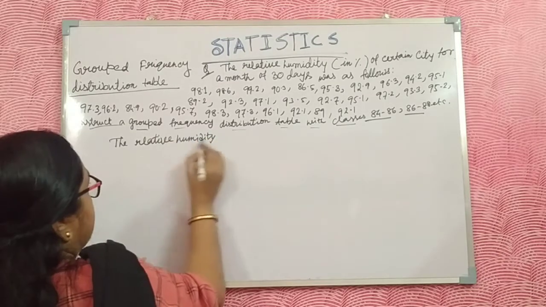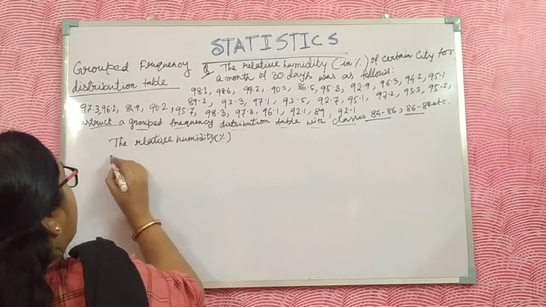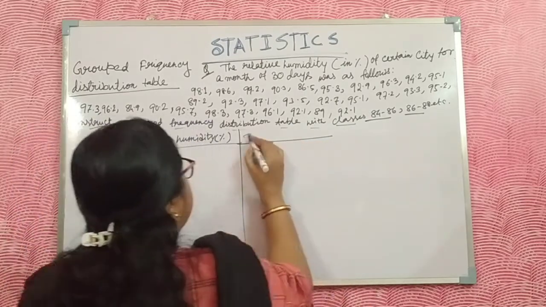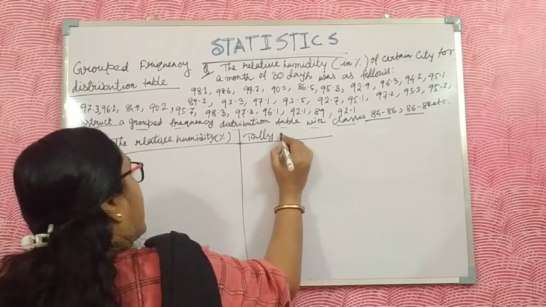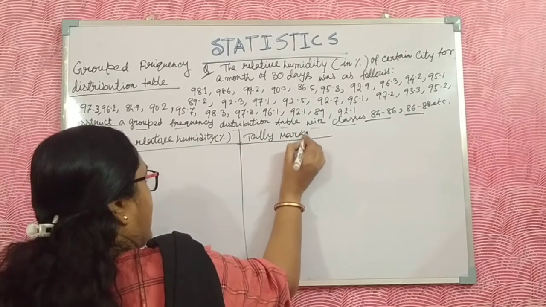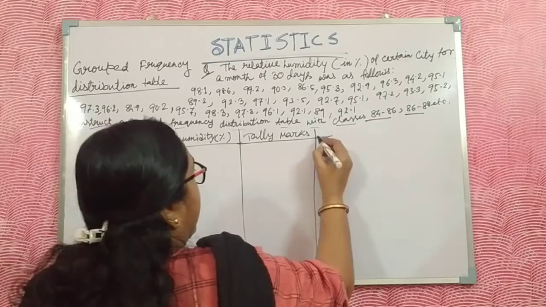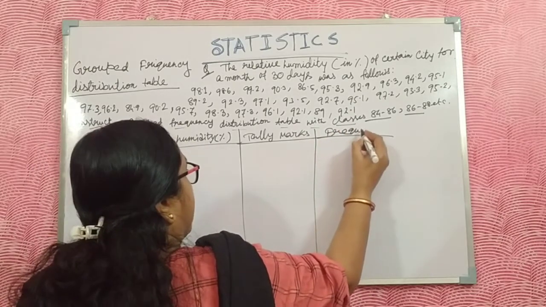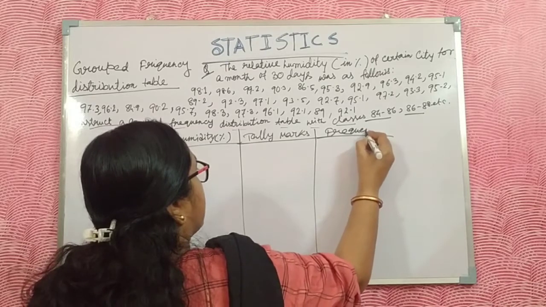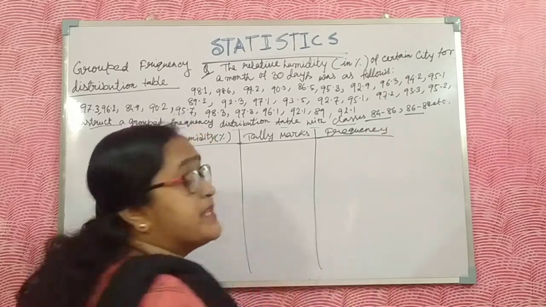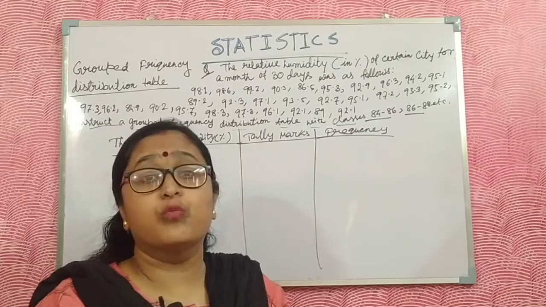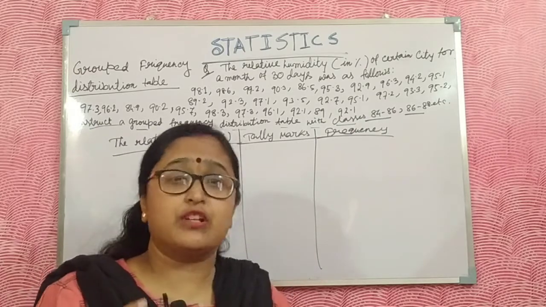in percent, and second is the tally mark. You have to write the tally mark; this is for easy understanding. And the number of data in each group is called the frequency.